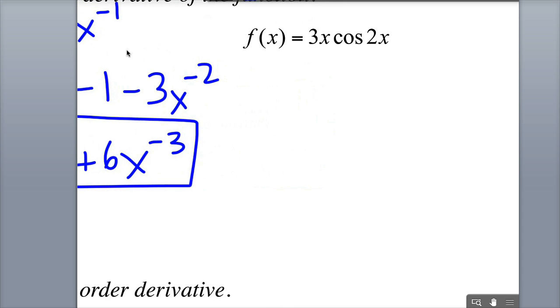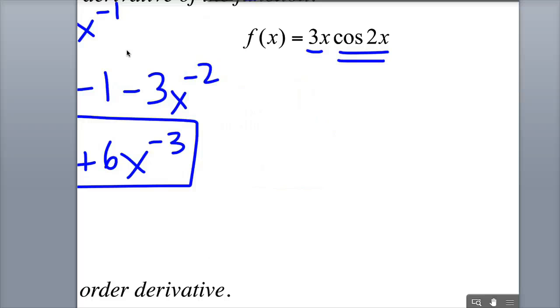Here's a little bit of a tougher one. It looks like a couple of rules are in play here. I have a product rule and I have a chain rule. I have two terms, 3x, which is multiplied by cosine 2x. And inside of cosine, I have a function 2x.